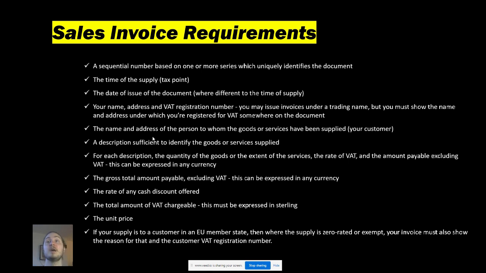which must be in pounds sterling, any unit price if applicable, and if you supply to a customer in an EU member state, when the supply is zero rated or exempt, your invoice must also show the reason for that and the customer's VAT registration number if applicable. All these are very, very important points and are a must when you are VAT registered.